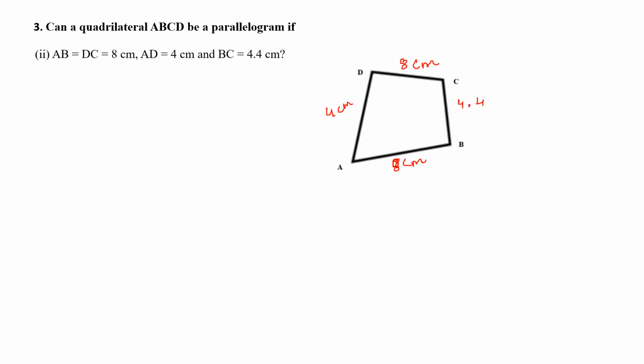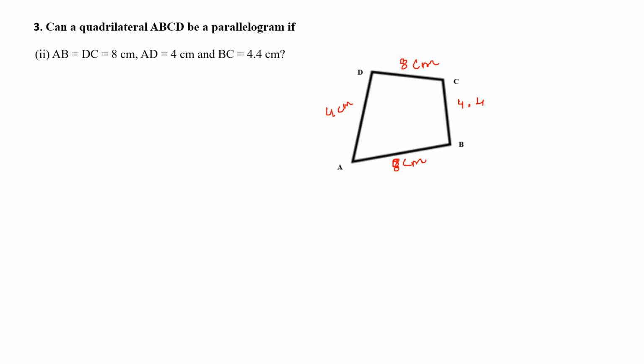Second part is if AB equal to DC equal to 8 centimeter and AD equal to 4 centimeter, BC equal to 4.4 centimeter. Okay, so let us write all the values. AB is given as 8 centimeter. DC is also given as 8 centimeter. AD is 4 and this is 4.4. Right. So will ABCD be a parallelogram? I will say no. Why? Because the property of a parallelogram says that opposite sides should be equal.